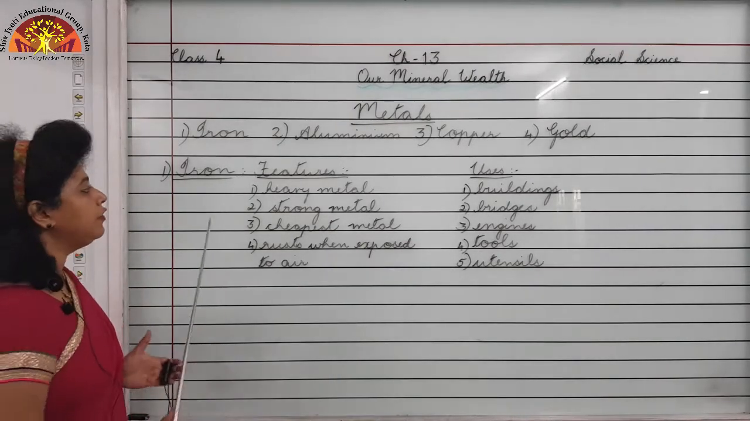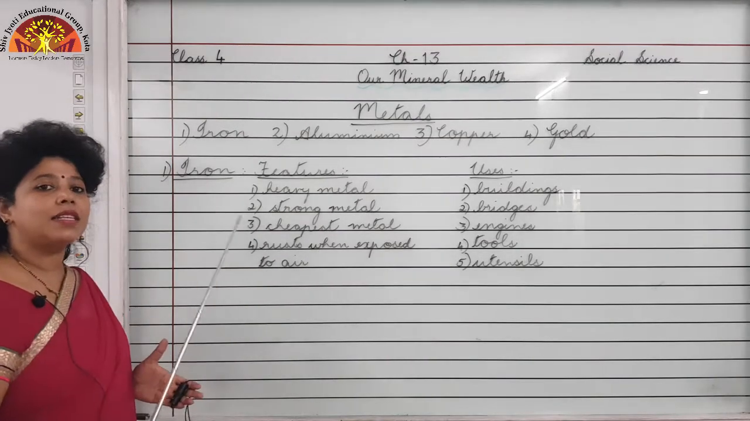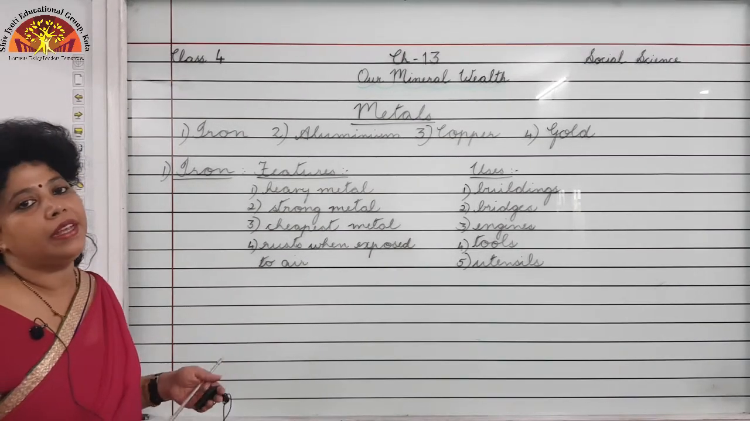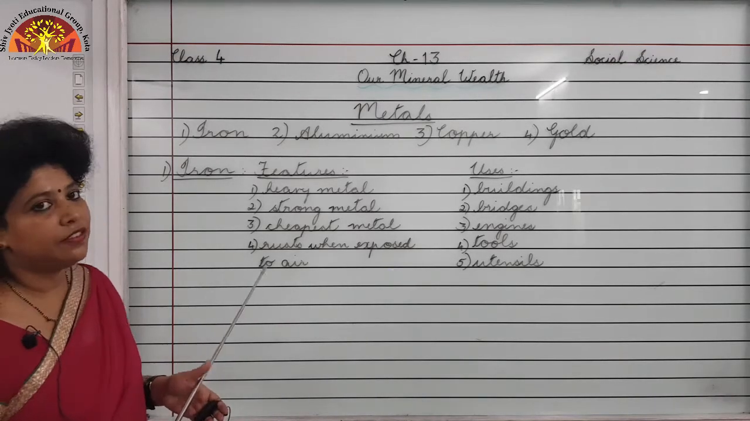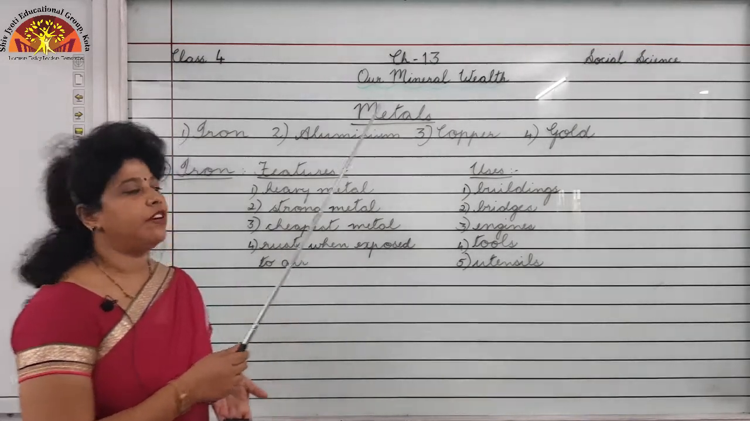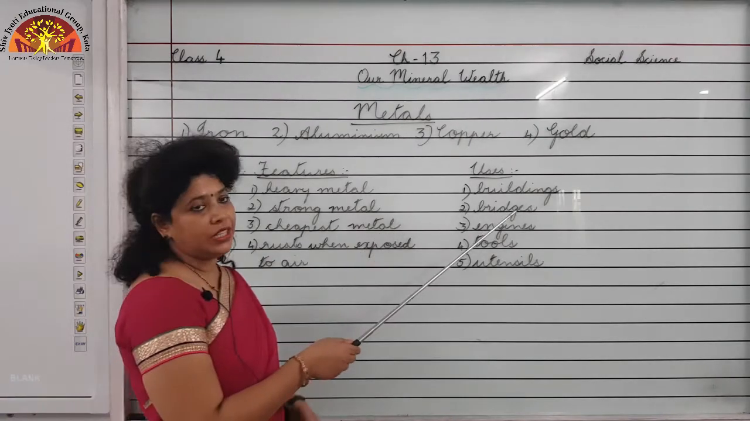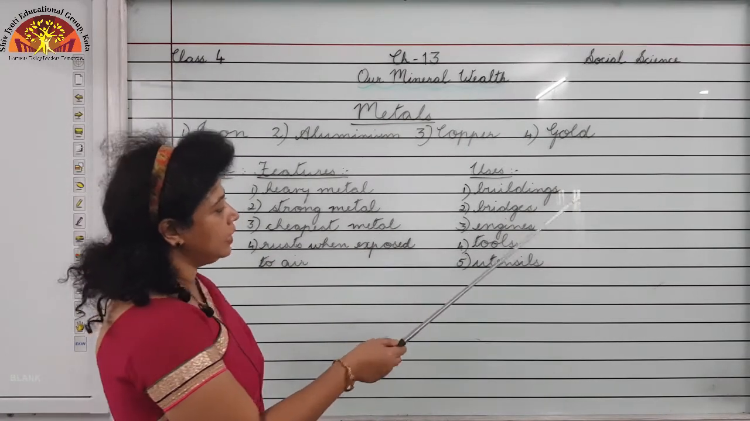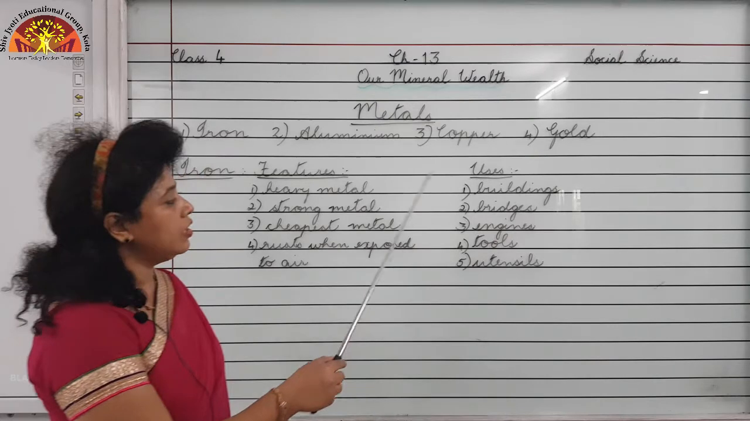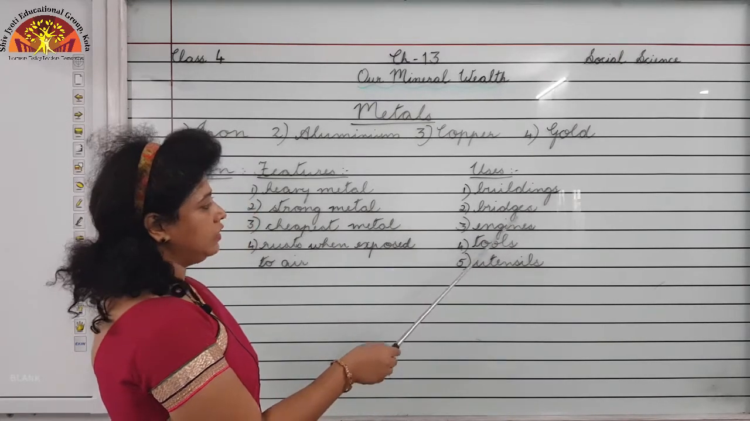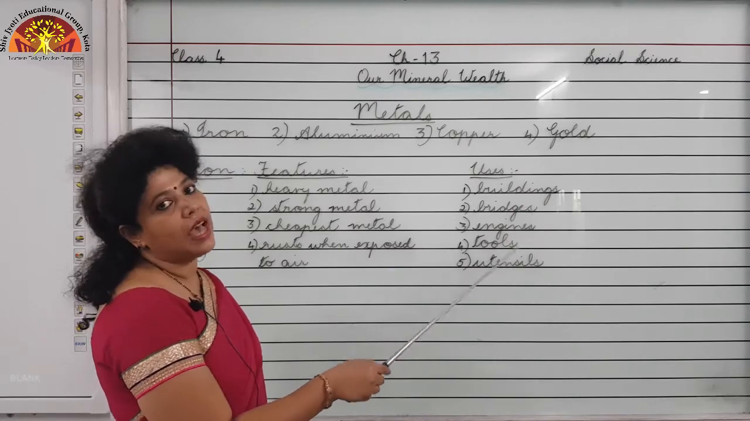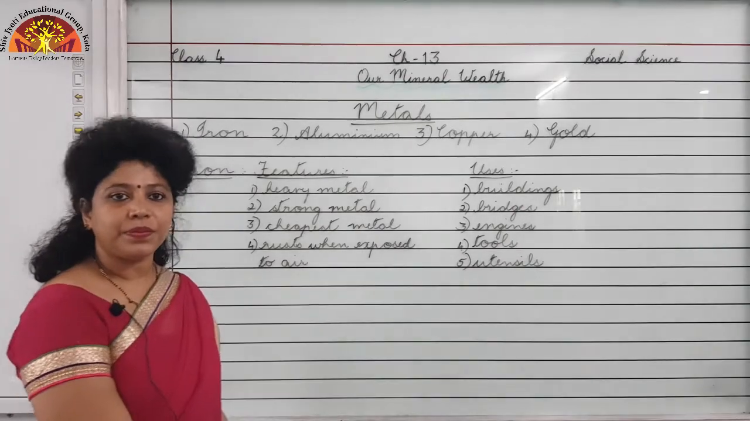And because of all these features, it is considered a suitable material when it comes to construction purposes, and because of that the various uses of iron are, it is used especially in the construction of buildings, bridges, and because of its strength it is used in the manufacture of engines, tools and utensils.